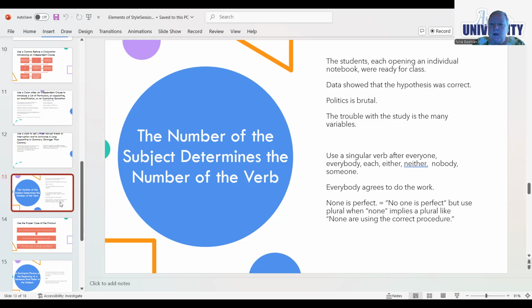Use a singular verb after everyone, everybody, each, either, neither, nobody, someone. Everybody agrees to do the work. It's in a totality. It's a singular verb. But interestingly, none is perfect really means no one is perfect. But you would use the plural when none implies a plural, like none are using the correct procedure. In other words, of all of them, none is.